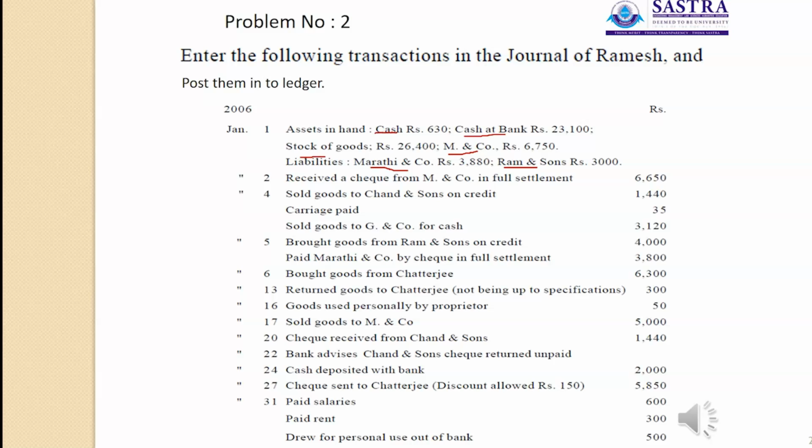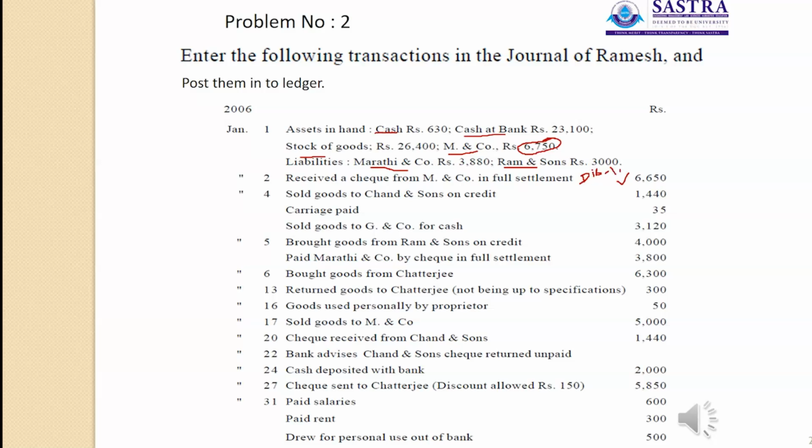Then the next transaction: received a check from MN company in full settlement. Here the debtor's amount is 6,750, but the amount settled is only 6,650. So what is the difference between these two? 100 rupees, 6,750 minus 6,650. So 100 is a discount, discount allowed. We are allowing the discount, so that is an expense for us. So the discount account will be debited.